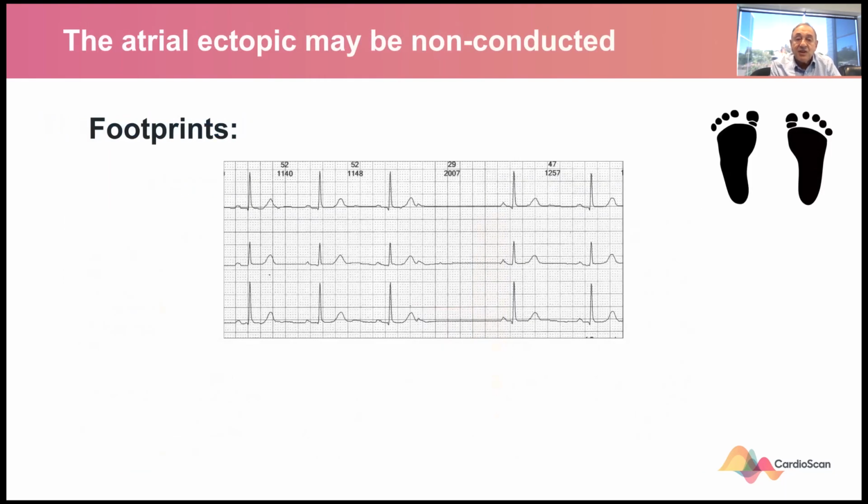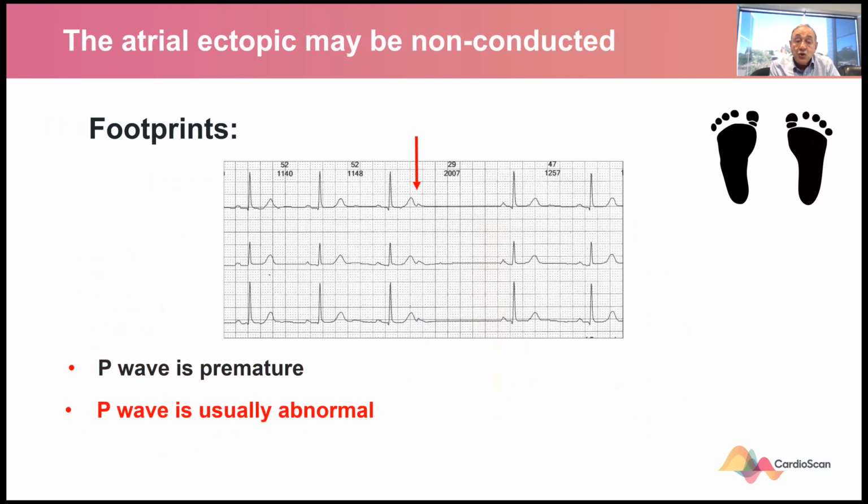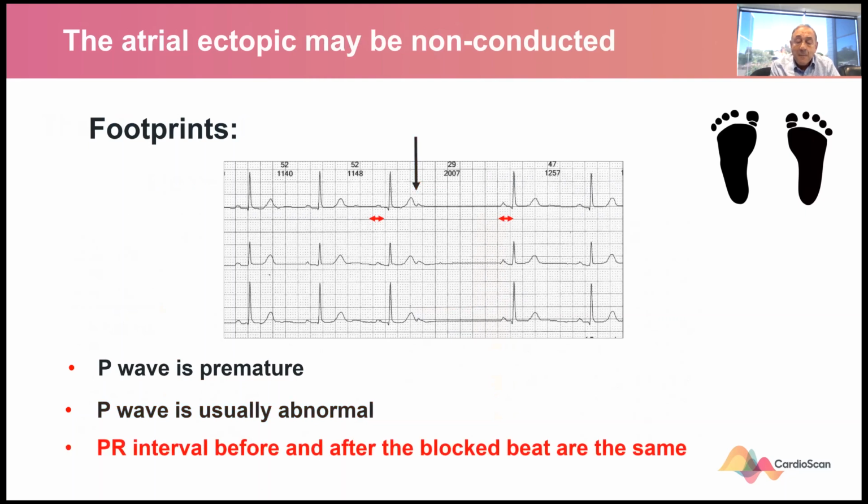So the footprints of a non-conducted atrial ectopic, very important this, is that the P wave is now premature. The P wave is usually different or abnormal in comparison to the sinus P wave, and the PR interval before and after the block beat are the same.